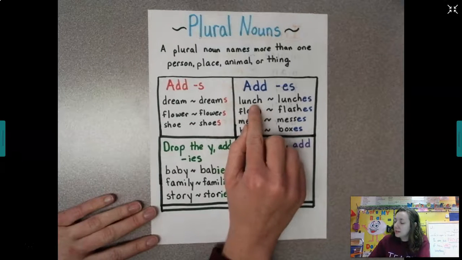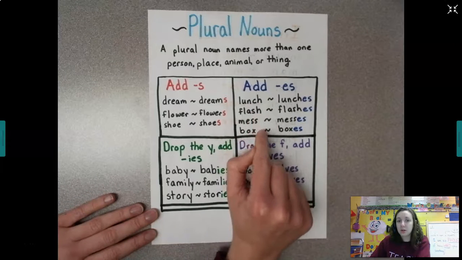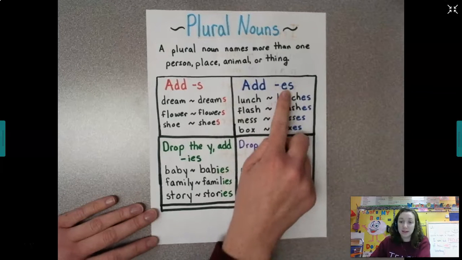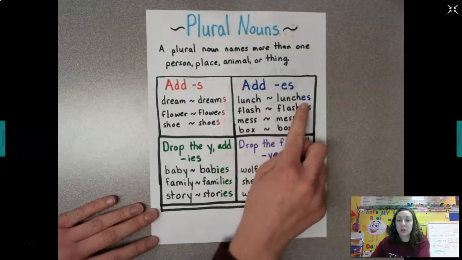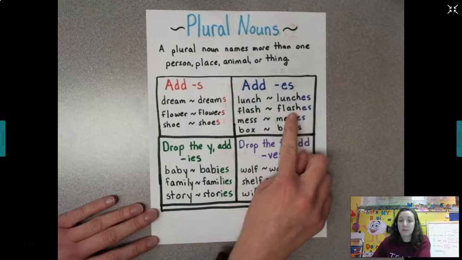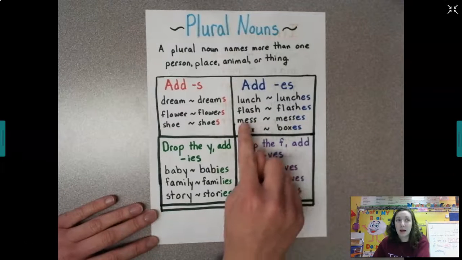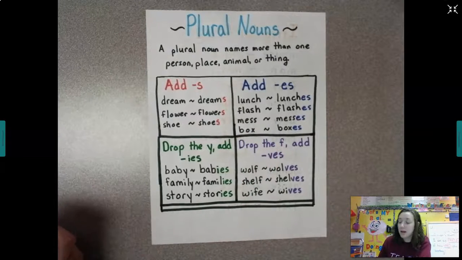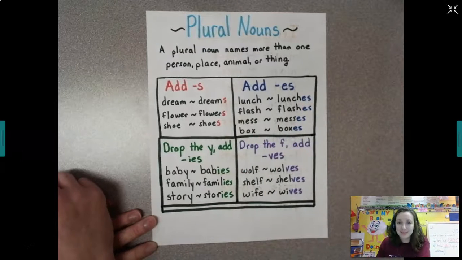So if it has the letters CH, SH, if it already has an S, or if it has an X on the end, you have to add that ES. Okay, so lunch has that CH, becomes lunches, ES. Flash has that SH, becomes flashes. Mess already has that S, so it becomes messes. And box has that X, so it becomes boxes. Okay, so you have to remember those four blends and to add that ES.